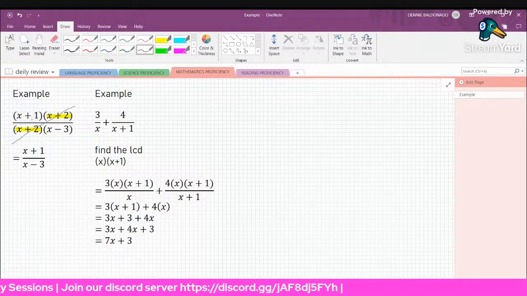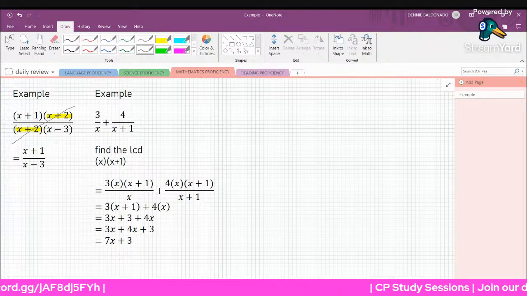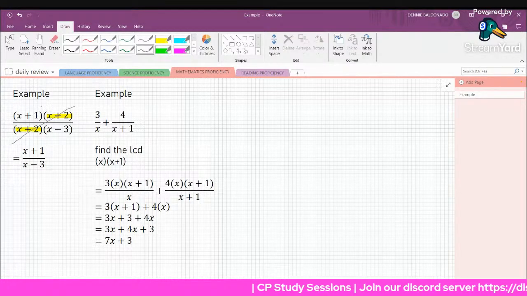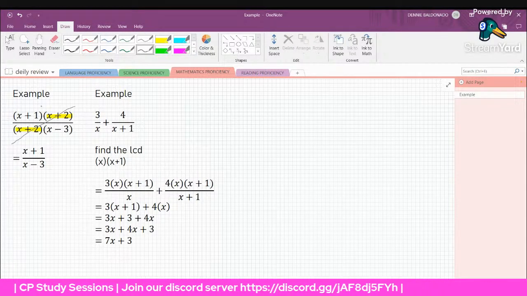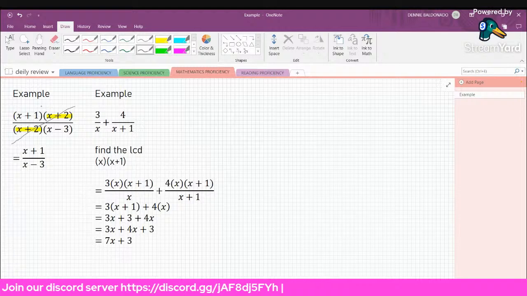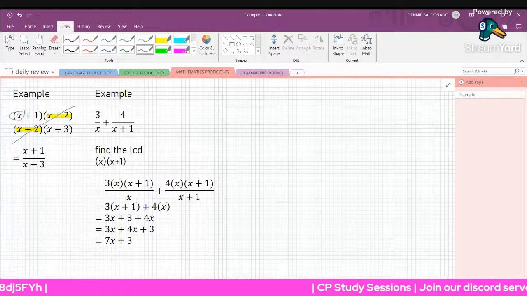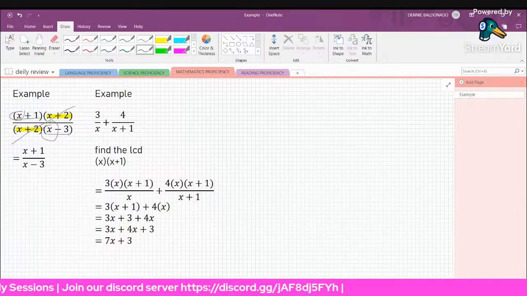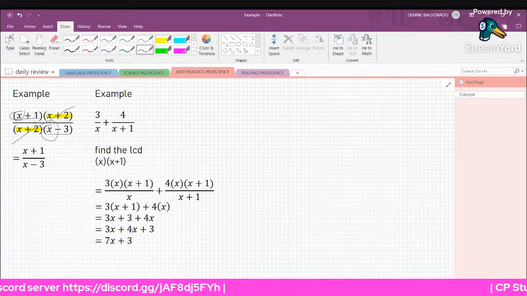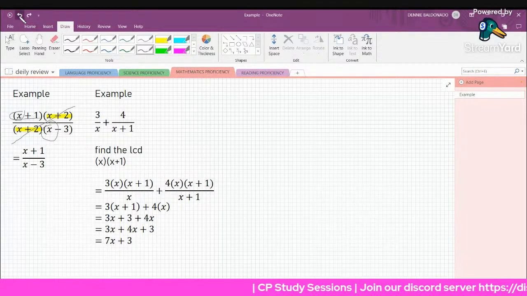Kapag nakita nyo na nasa loob ng parenthesis yung isang expression, hindi nyo sila pwedeng i-cancel out individually itong x sa isa pang x. Bakit? Kapag nasa loob siya ng isang parenthesis, iisang expression yan. It's a whole. Hindi siya magkahiwalay na positive 1, negative 3, hindi siya magkahiwalay na x and x.